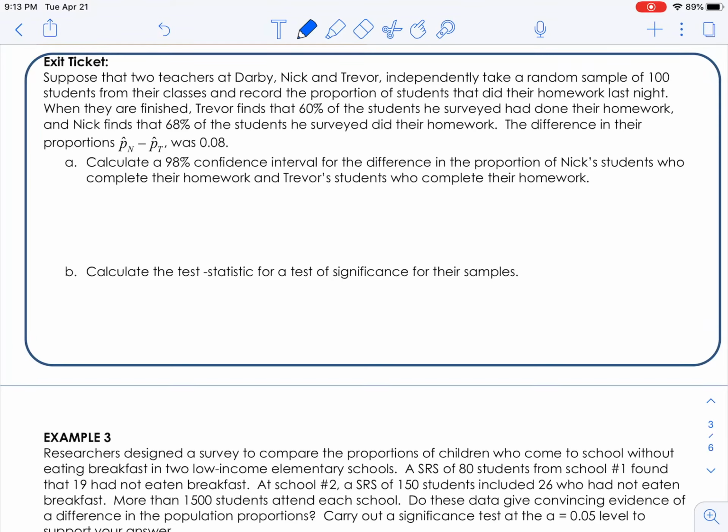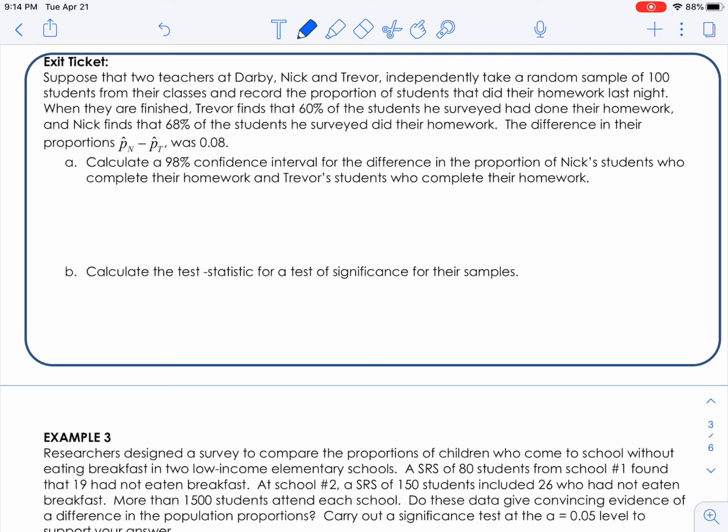I am going to start today by going over the exit ticket from yesterday, and then we'll move forward with today's notes. Okay, you've already read this, but again, we're working with our two Darby teachers. They take a random sample of 100 students from their classes and record the proportion of students that did their homework last night. When they're finished, Trevor finds that 60% of the students he surveyed had done their homework, and Nick finds that 68% of the students he surveyed did their homework.